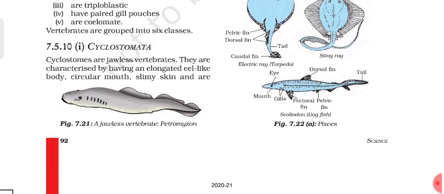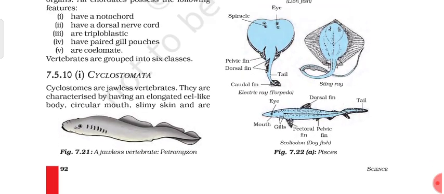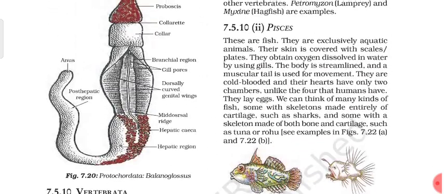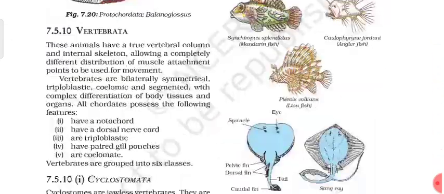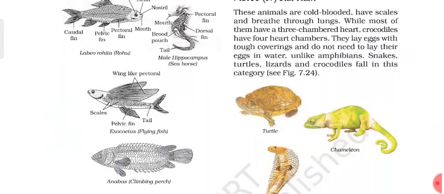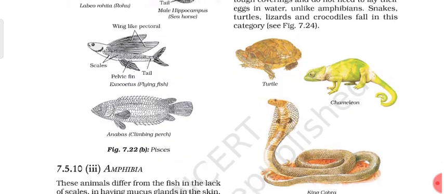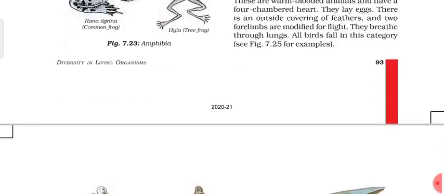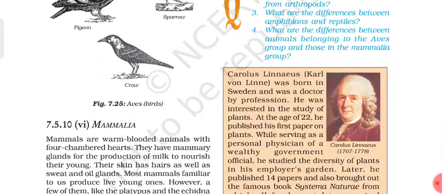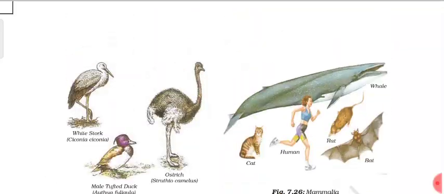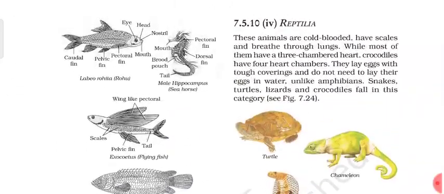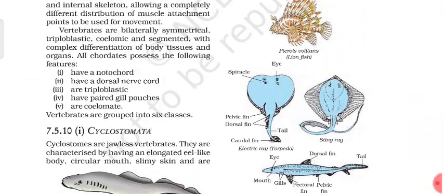So vertebrates are grouped into 6 classes: the class Cyclostomata, then the class Pisces, the class Amphibia, then Reptilia, Aves, and then finally the mammals. We will discuss all these animals, these classes, in the next video.